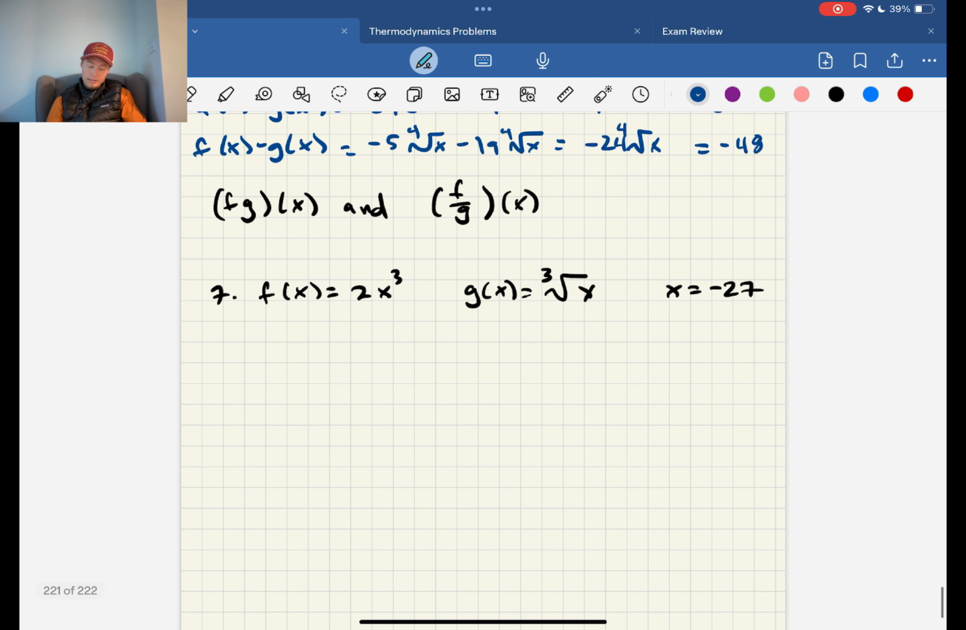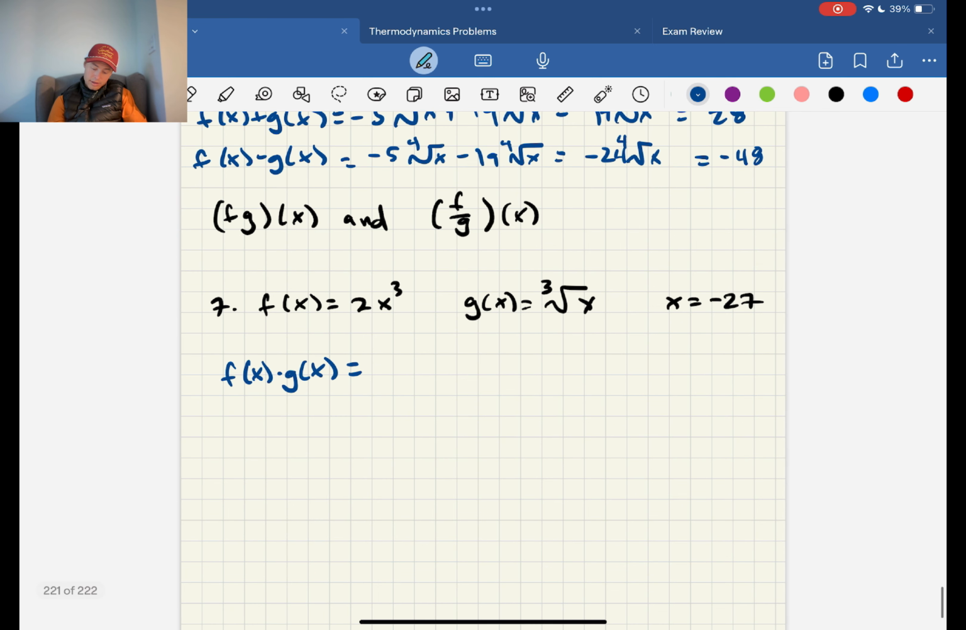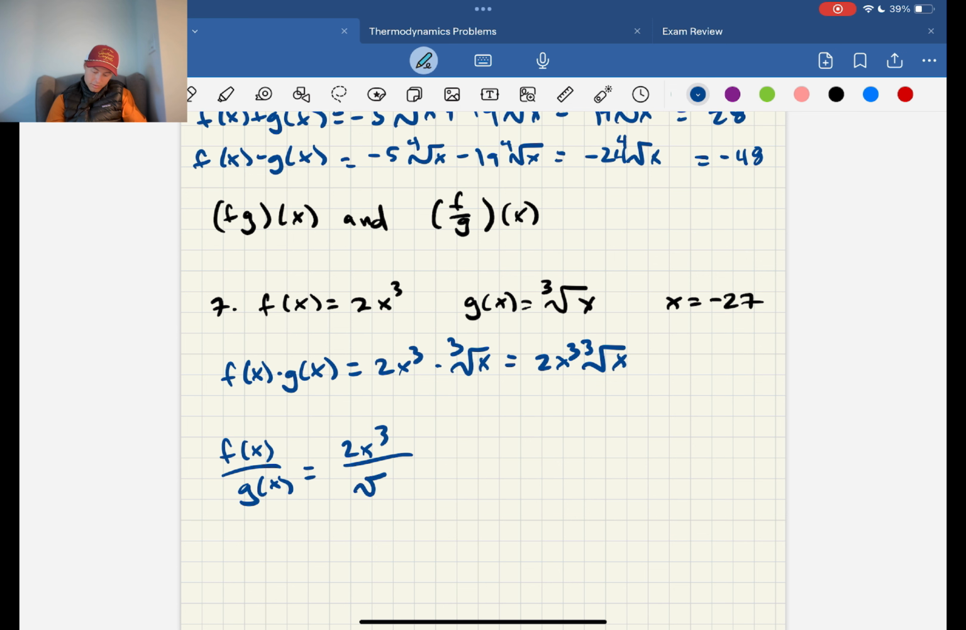Great. All right, this next one wants you to multiply the functions and then divide them. So f of x times g of x, which note, you can write that like this as well, right? This right here means the same thing as this right here. Okay, so 2x cubed times cubed root of x is just equal to 2x cubed cubed root of x. That's not simplifiable, right? That's as simple as it gets. F of x divided by g of x is equal to 2x cubed divided by the cubed root of x.